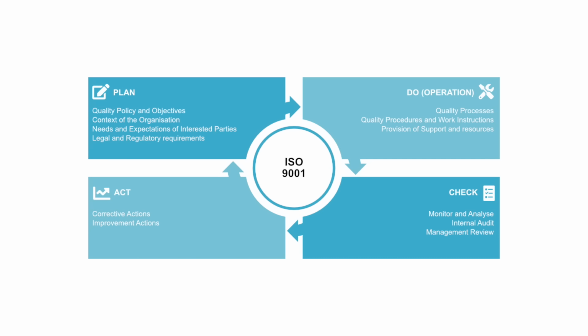The first 3 clauses, clause 4 for the context, clause 5 for leadership, and clause 6 for planning, really constitute planning type activity. Clauses 7 and 8, which are about support measures and also the operations, are your operation. Clause 9, which is about monitoring and measurement, really covers the check elements. And then clause 10, which is about improvement, is the acting. So you can see how it's embedded within that. Let's look at the detail within each of those areas.